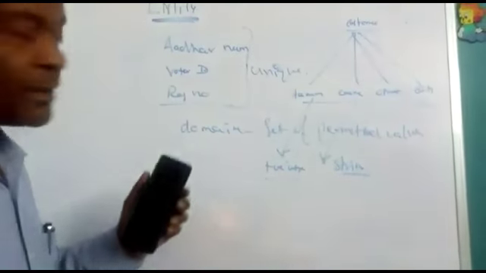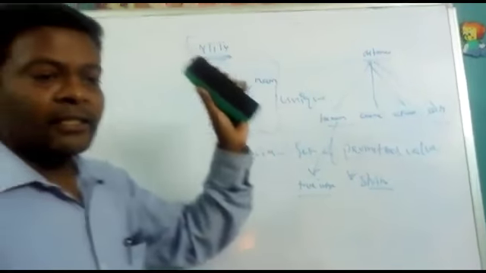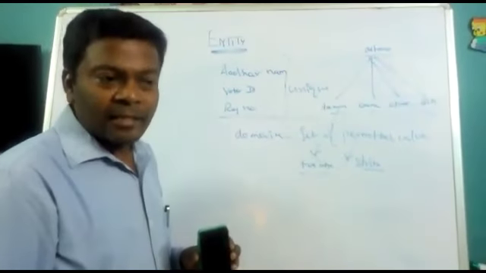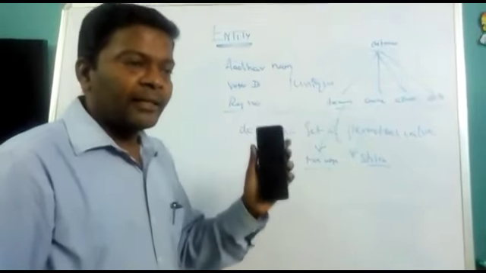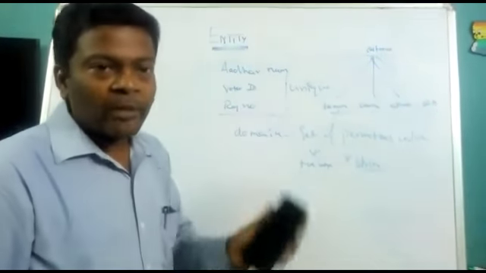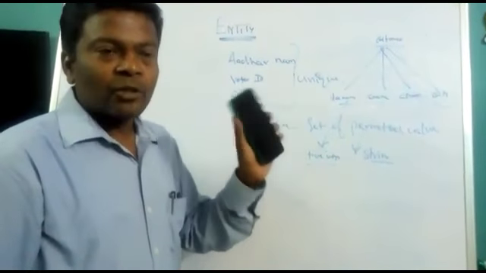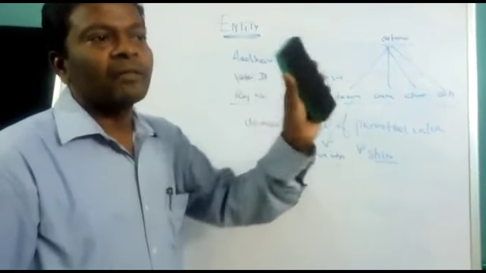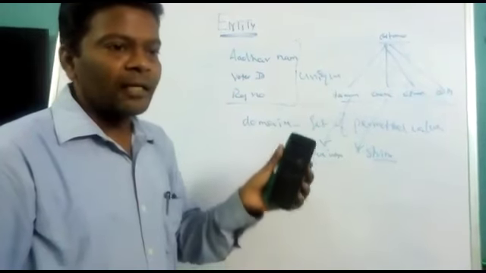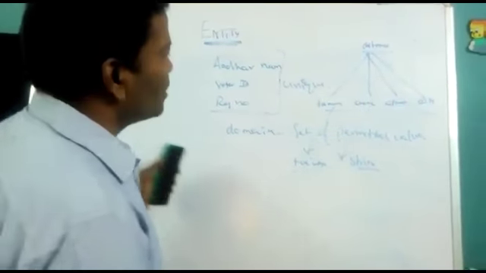So I just come back to the first. The first thing is entity. An entity is an object that exists distinguishable from other objects. An entity has properties. Those properties are called attributes. All the attributes are made up of domains. So domain is nothing but a set of permitted values. It depends on the integers and on the strings.